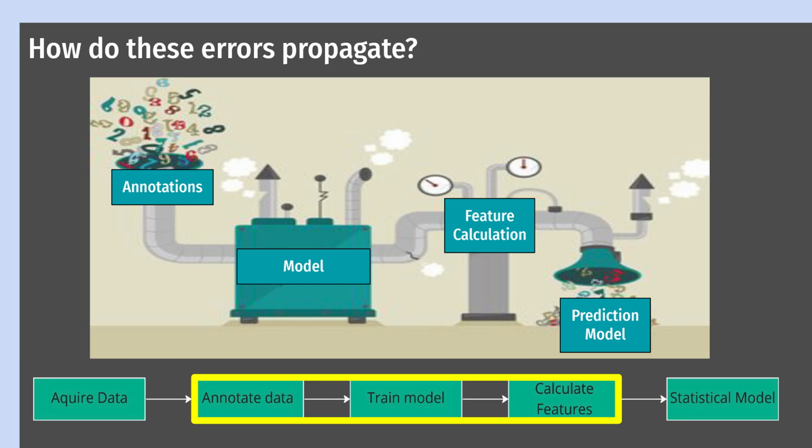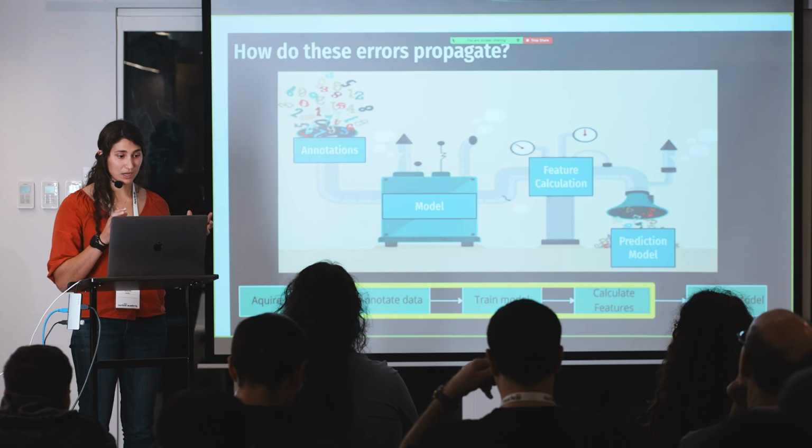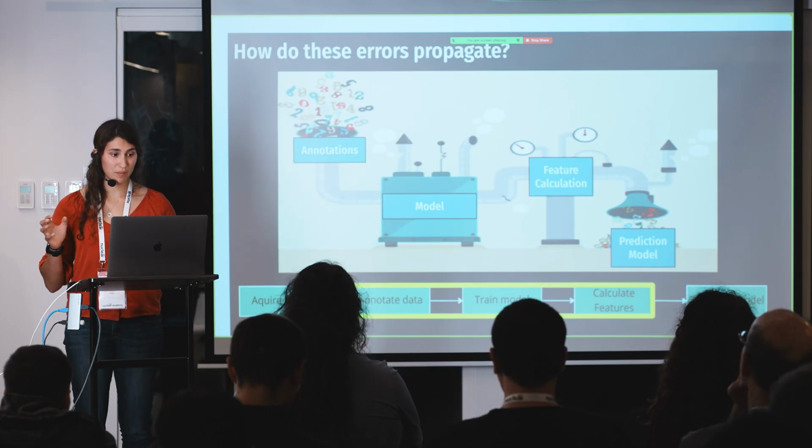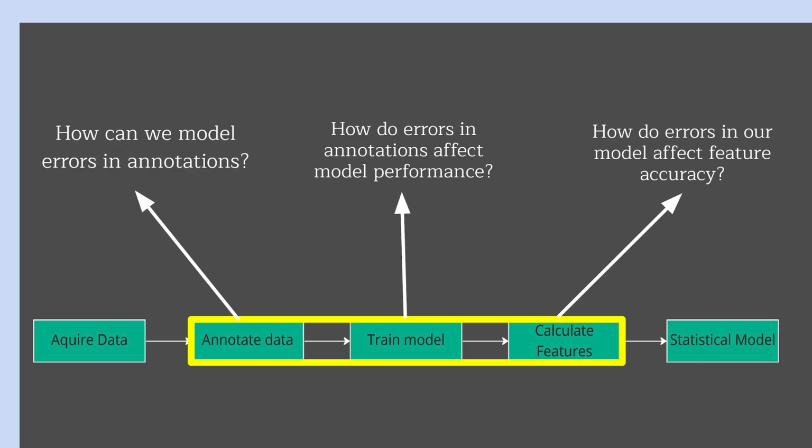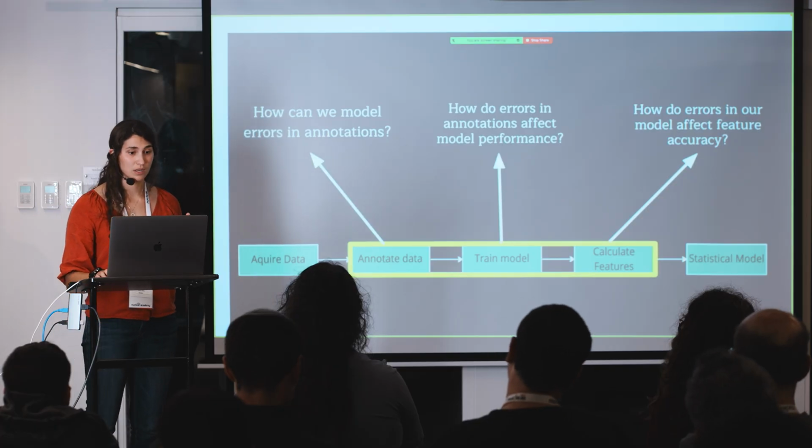So now that we understand a bit more about what our domain is and some of the problems that are going to arise in our data acquisition, let's see how these errors propagate through our workflow and through our pipeline. We'll discuss this by exploring a few different questions. First of all, how can we model our errors in our annotations? Next, we'll see how the errors that exist in our annotations are then propagated into the model training, how they affect the model's performance.